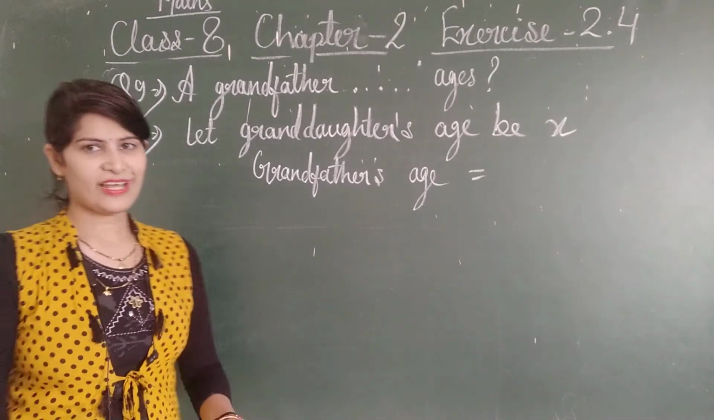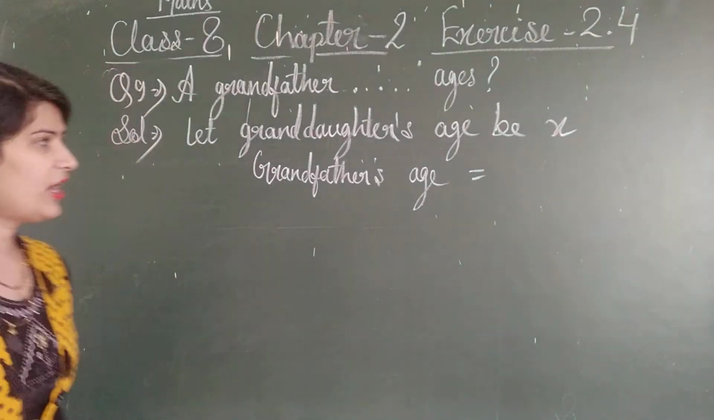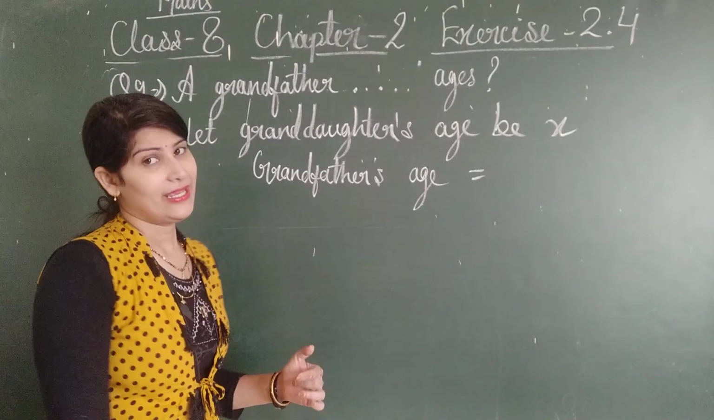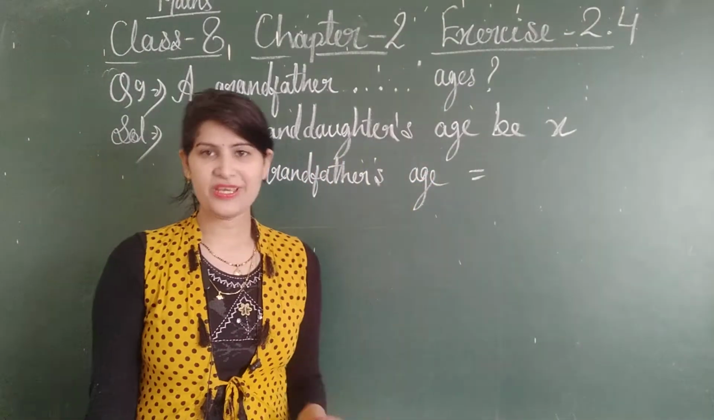Look at question number 9. This is a simple question from exercise 2.4. Now I am reading the question. A grandfather is 10 times older than his granddaughter. Now we don't know the age of the granddaughter, so let the granddaughter's age be x.